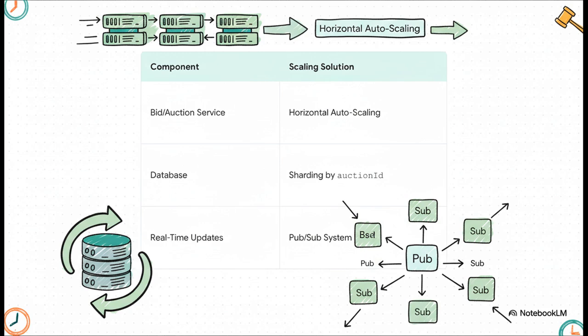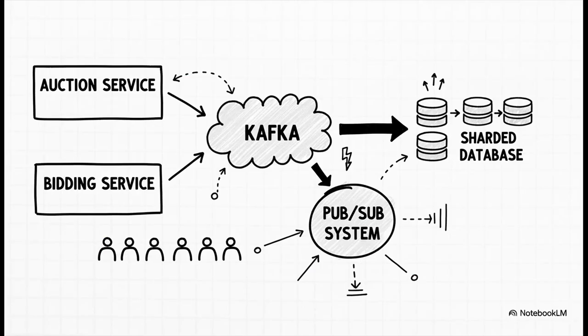And for those real-time updates, we use a publish-subscribe system, or pub/sub. It's like a radio station. When a new high bid is confirmed, it publishes that update, and every user watching that auction is subscribed to instantly get the news. And there you have it, our final architecture. We've got our separate auction and bidding services, we've got our Kafka message queue for durability, a sharded database to handle all the writes, and a pub/sub system for real-time updates.